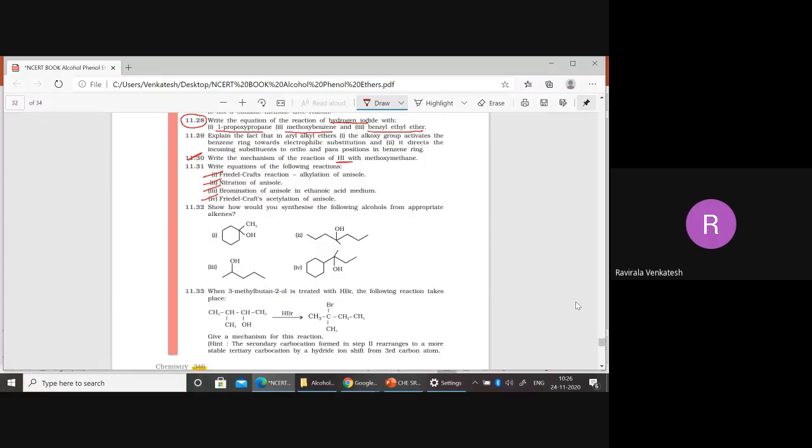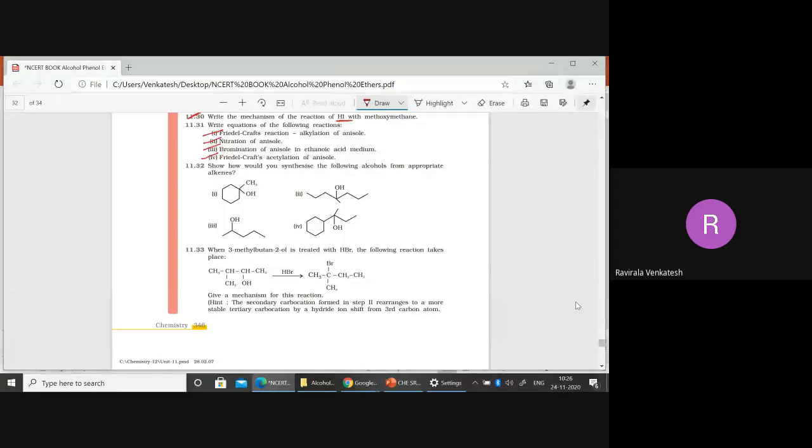Which of the following alcohols from appropriate reactions give alkenes? Here, if I shift this hydrogen up, it will be taken and the OH will be removed here. So we are going to get a Saytzeff product like this, with the double bond here. This is the product we are going to get.